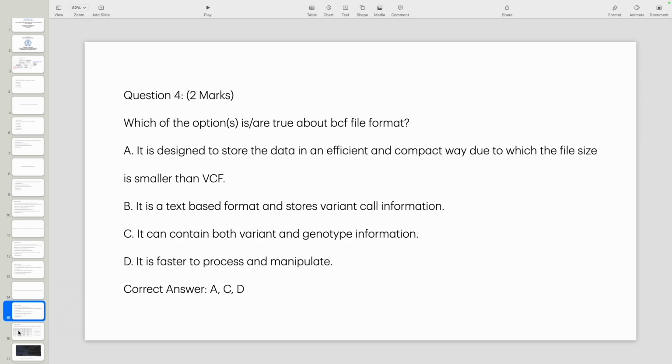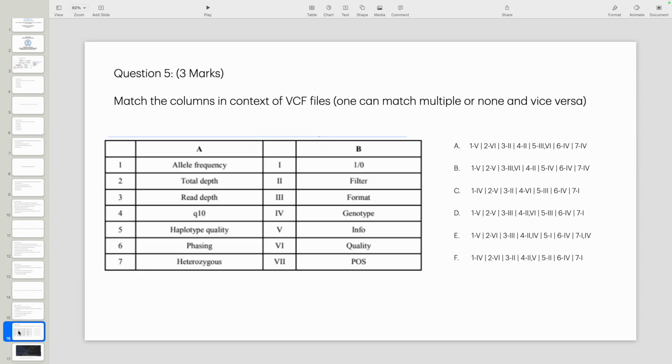So if this question is clear, we'll move to our next question. Match the column in context of VCF file. In the previous question, I mentioned there are certain lines: meta information lines, header lines, and the data lines. These lines contain certain fields which give all this information. So now we need to match that information to the field in which it is present.